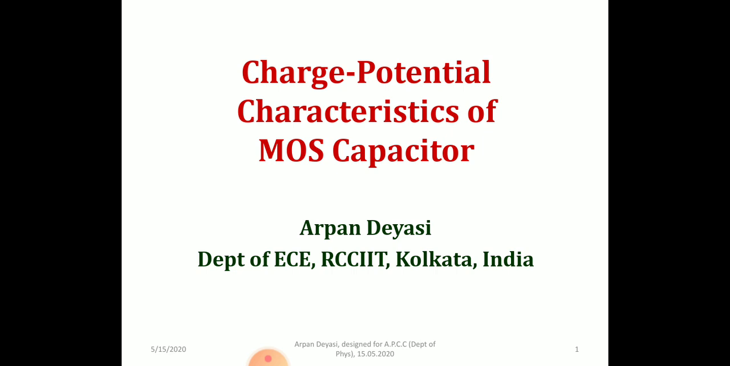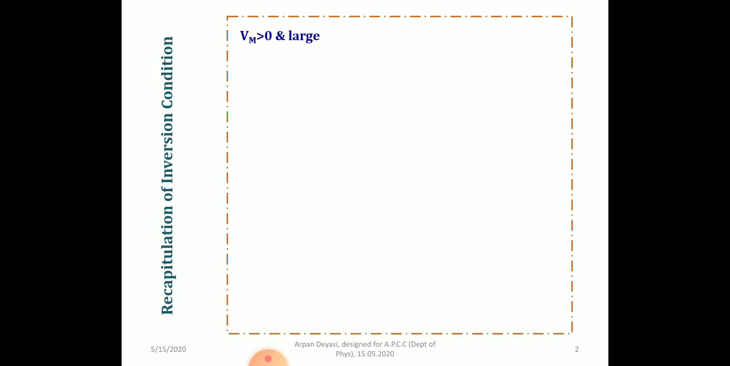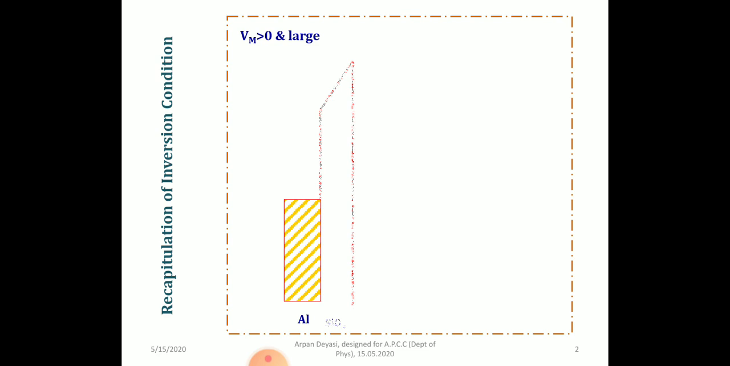So with this small introduction, I have to go to the details of this MOS capacitor mathematical analysis. For that, I start with the recapitulation of the inversion condition. So you know that the inversion condition for the aluminum silicon dioxide silicon P system is valid if the metal side voltage is greater than 0 and large. I think this condition was previously discussed. So this is my metal, that is called aluminum. Then I will come to the silicon dioxide band.